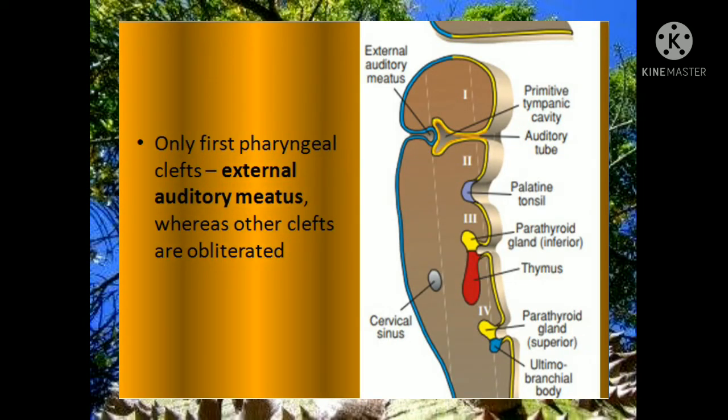The dorsal part of the first cleft only persists, and develops into the epithelial lining of the external acoustic meatus, whereas the other clefts are obliterated.